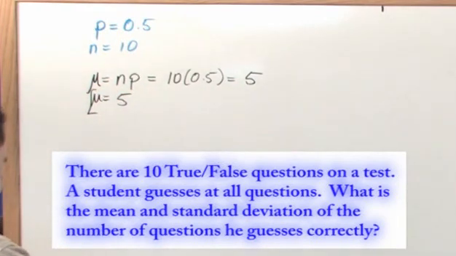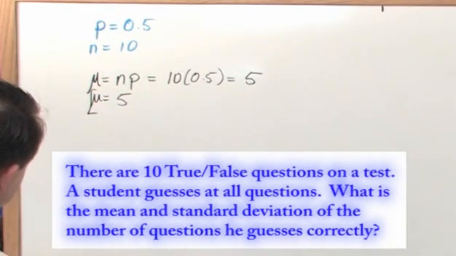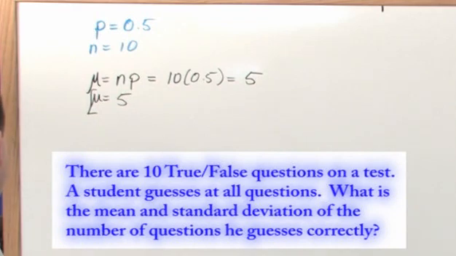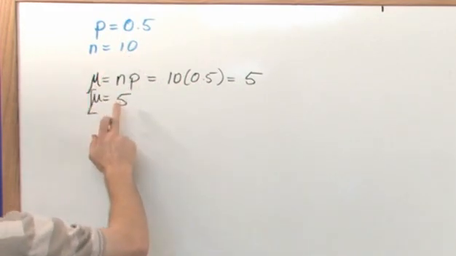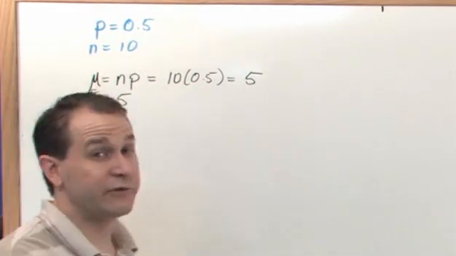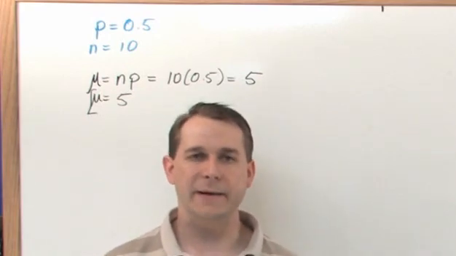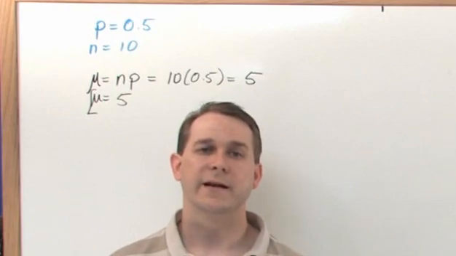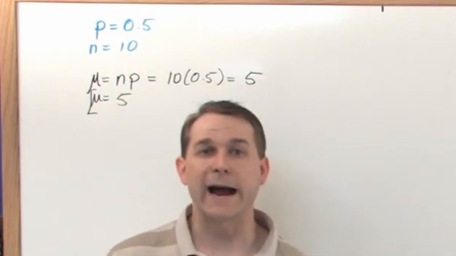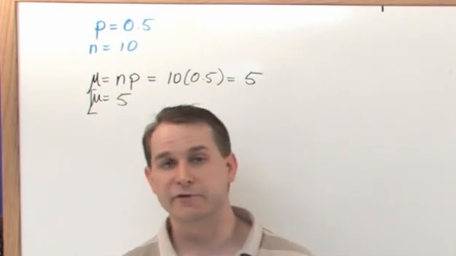So if I were looking at this from the point of view of how many questions correct, and that's what I'm really looking at, the random variable is the number of questions correct, then what this tells me is that if I guess on a 10-question true-false test, the mean number of questions I'm going to get right is 5. And that makes total sense with your everyday experience. You guess on 10 questions that are true or false, then you're probably going to get 5 of them right on average. Some days you might get 3 right, some days you might get 6 right.